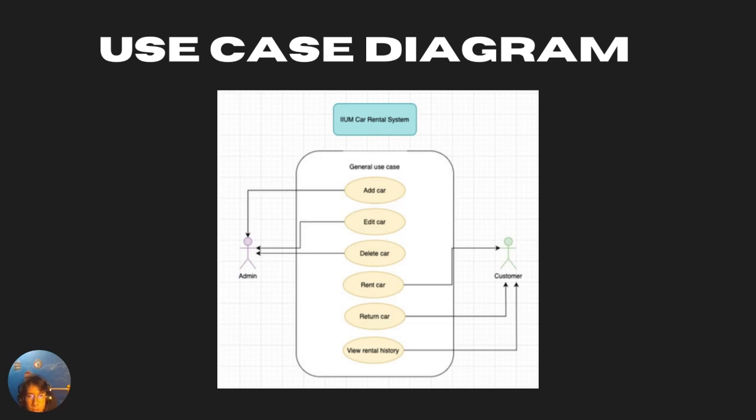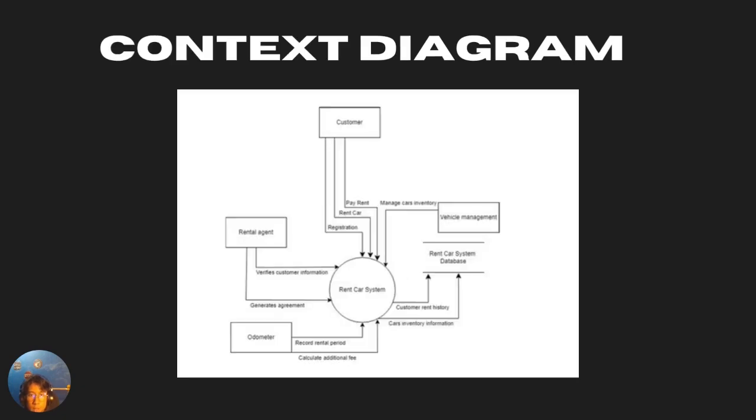The admin is able to add a car into the system, edit car, and also delete car. For the customer, they rent a car, return a car, and also view rental history from the system. Next is the context diagram. There is the customer who pays for the rent car and registration. All the data will be input into the rent car system.